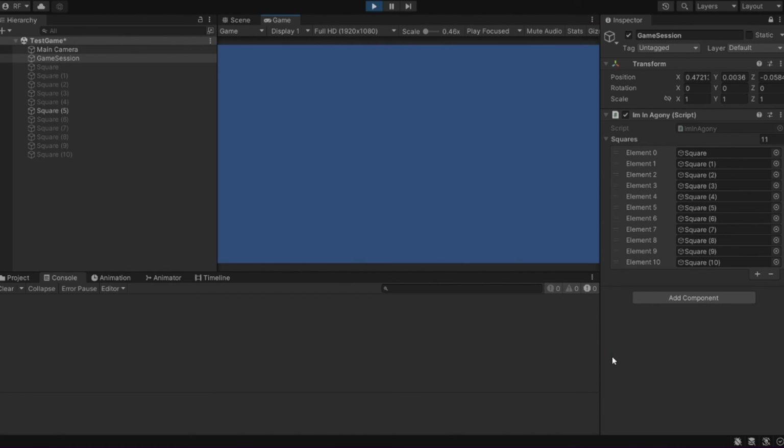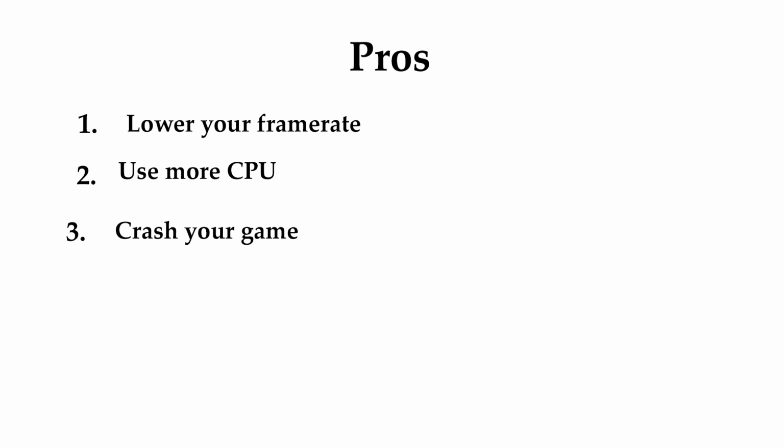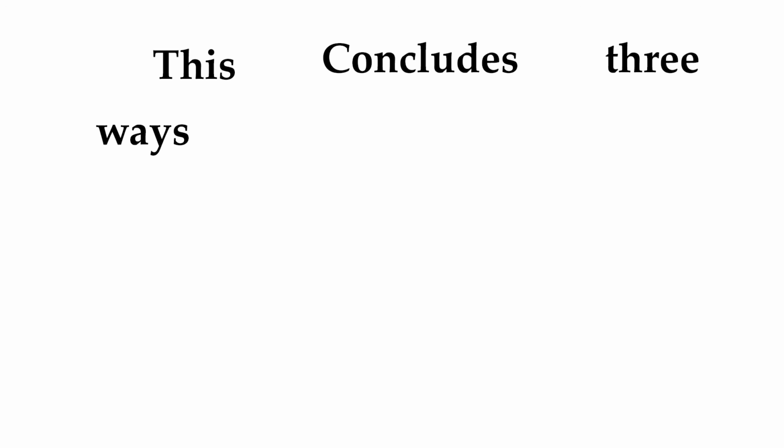The pros of this method are: 1. Lower that pesky frame rate. 2. Use more CPU. More is always better. 3. Crash the game you're playing so you get to experience it again from the start. There are no cons. This concludes 3 ways to fade out stuff in Unity.